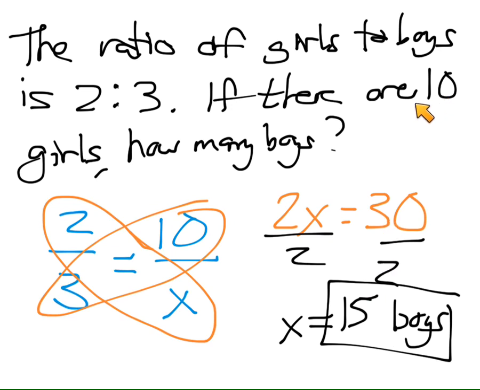25, right? There's 10 girls already. There's 15 boys now. There's 25 students in the class. So that's how we can use a proportion to find something missing. I gave you the ratio, I gave you how many girls there were, and you found the missing part for the number of boys.